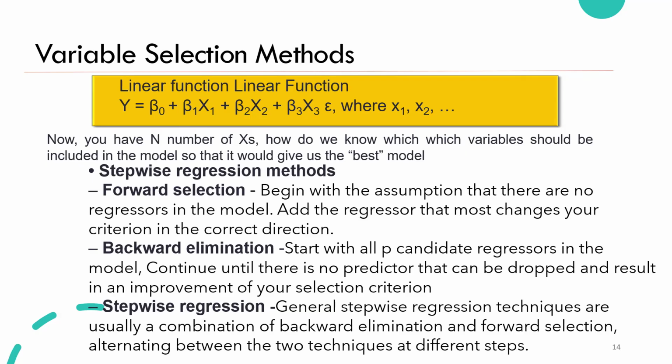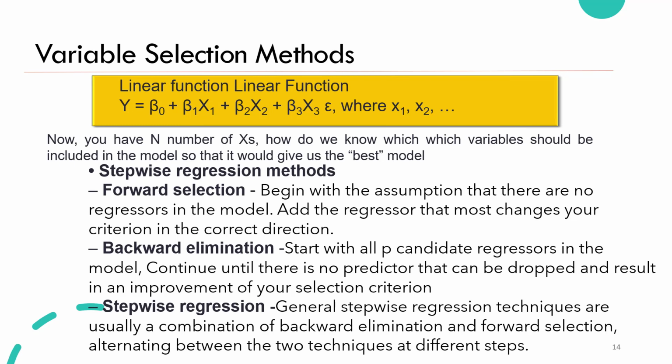The backward elimination method is another one that people tend to use a lot. It starts with all the candidate regressors in the model, and then it drops the predictor that improves your selection criterion the least. You continue until there's no predictor that can be dropped and result in an improvement of your selection criterion, and the remaining predictors define your final model.